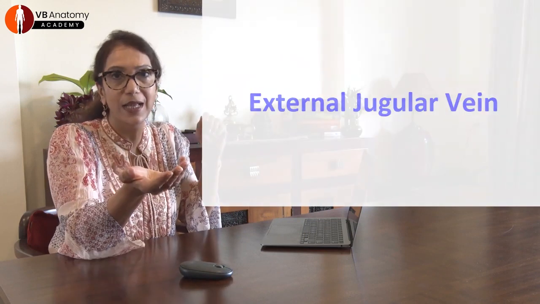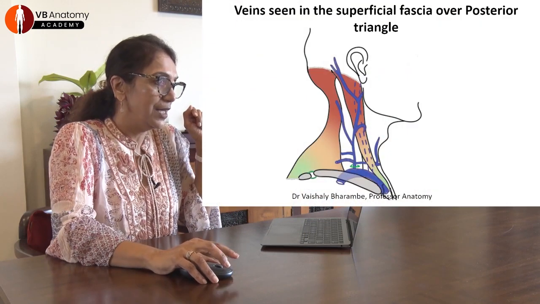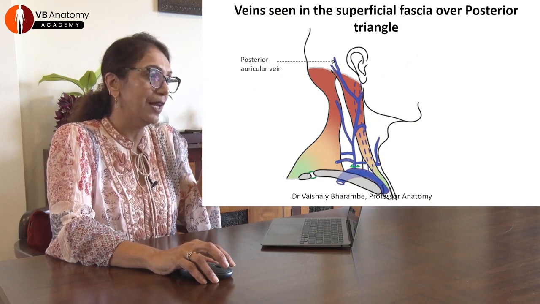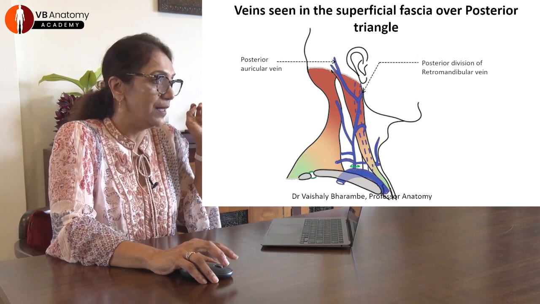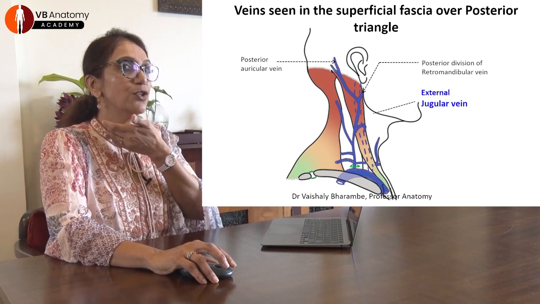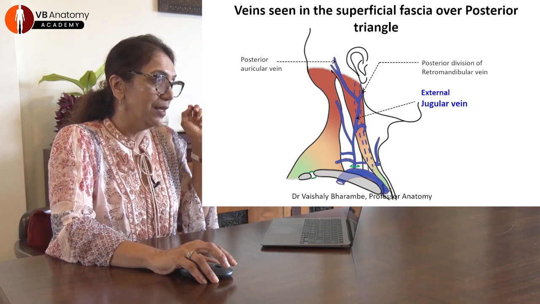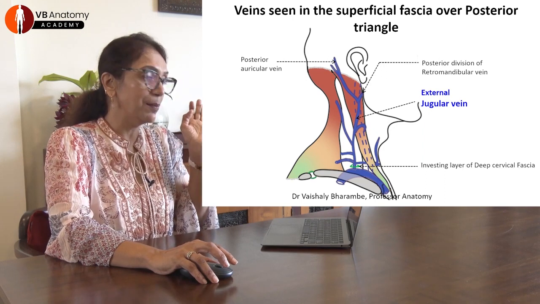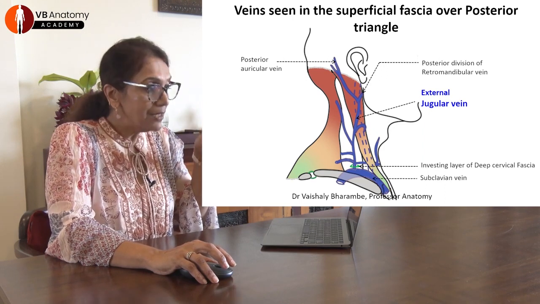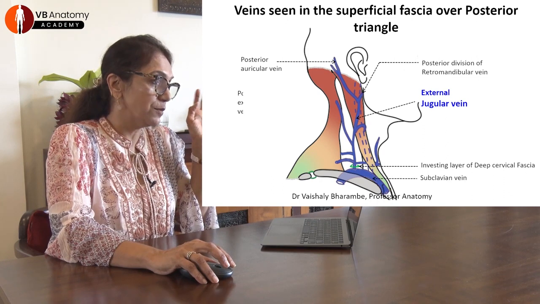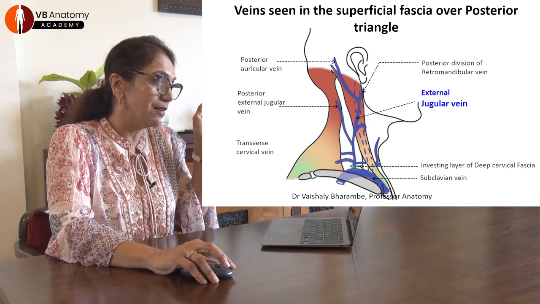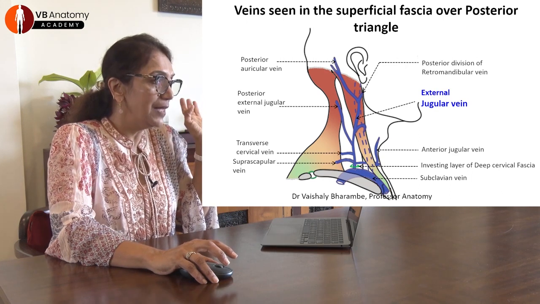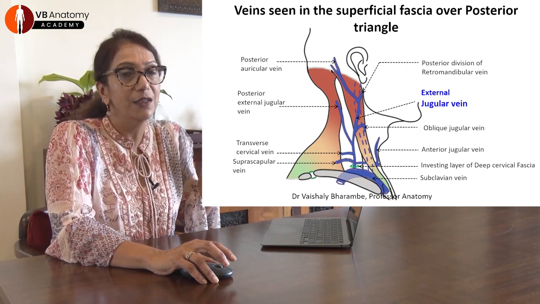Basically in posterior triangle, that's what you see. So here is your external jugular vein, formed by union of posterior auricular vein and posterior division of retromandibular vein. It travels superficial to your sternocleidomastoid, pierces the investing layer of deep cervical fascia to drain into the subclavian vein. While it's traveling, it receives tributaries such as posterior external jugular, transverse cervical, suprascapular, anterior jugular. It's connected with the help of oblique jugular with the internal jugular vein.